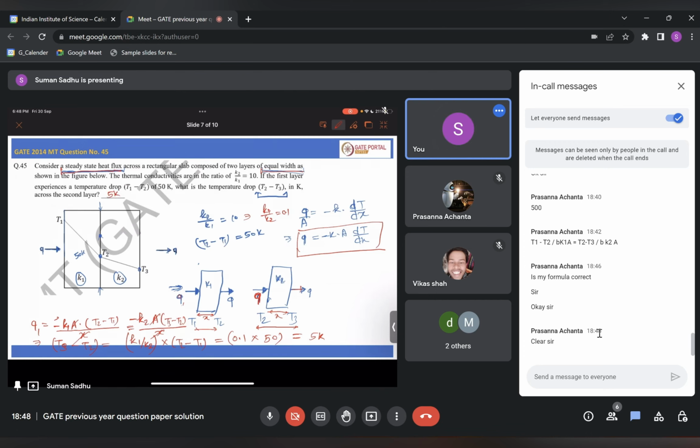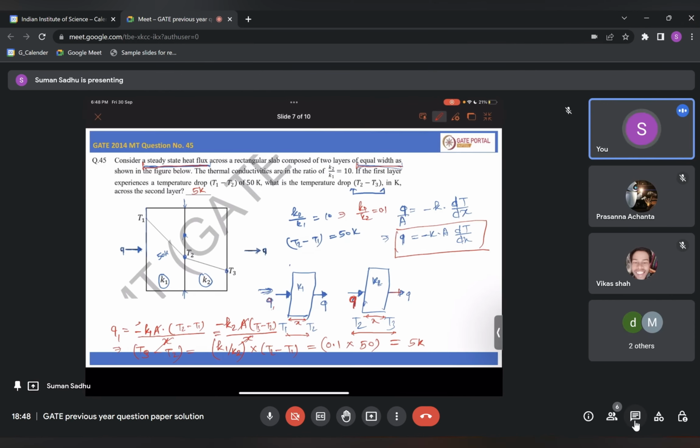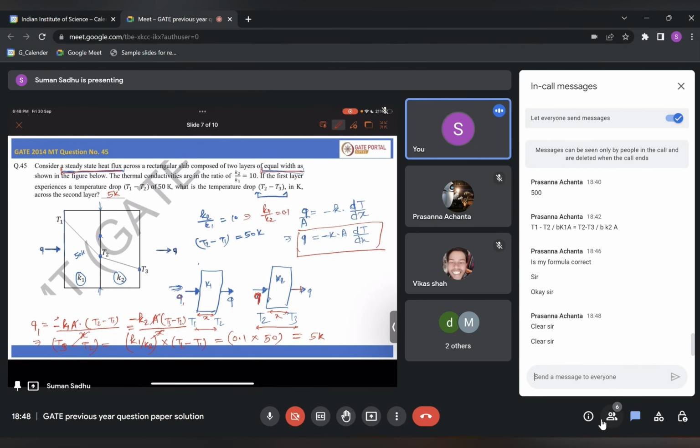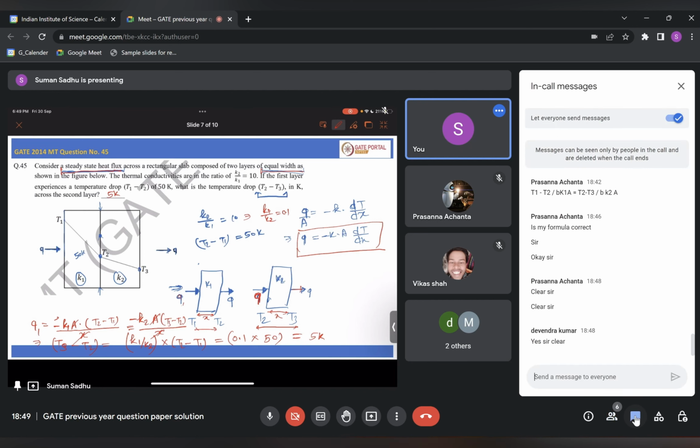Everyone clear? Everyone understood? Any doubt? Anyone has any doubt? Others, are you following? Devendra, Manas, okay, it's clear, right?